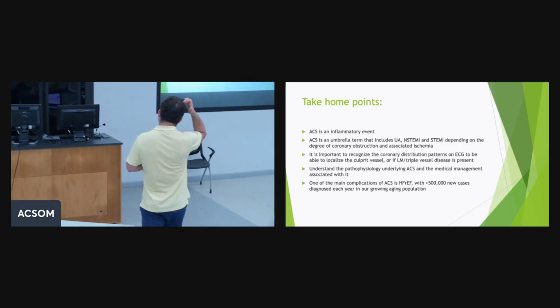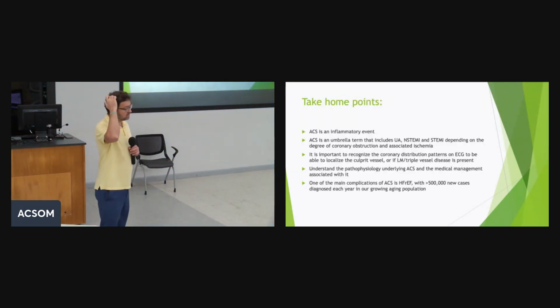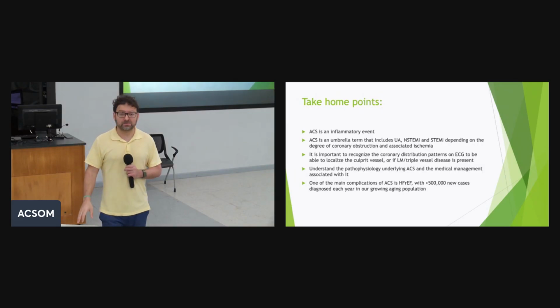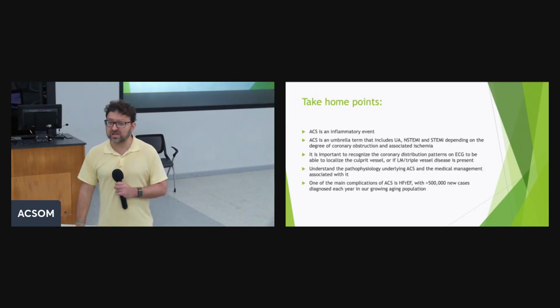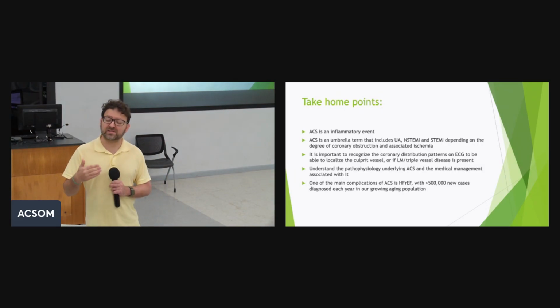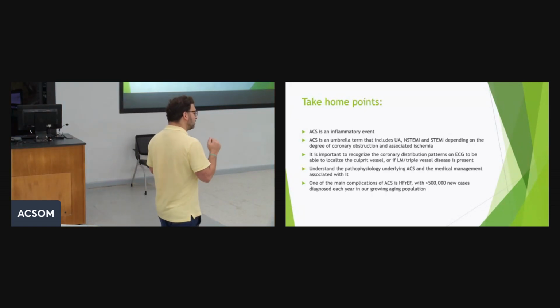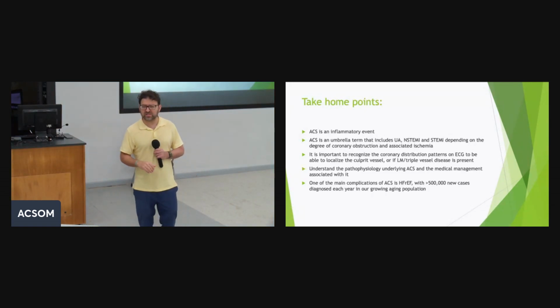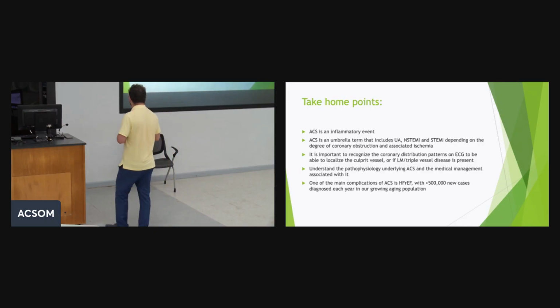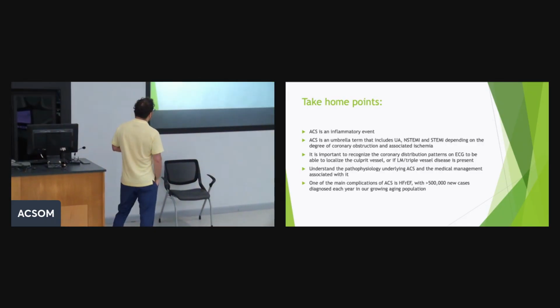It's really important to recognize the coronary distribution on an ECG. This comes with practice. You just need practice. Be very systematic in the way you interpret ECGs. For ST elevations or Q waves, you want to follow a coronary distribution. V1, V2, V3, V4 for LAD, 1 and aVL, V5, V6 for circumflex, 2, 3, and aVF for RCA. You have to understand the coronary anatomy.